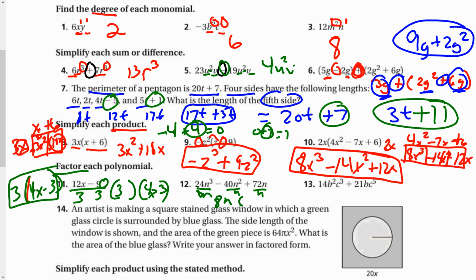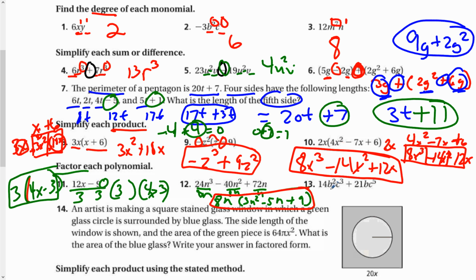24 divided by 8 is 3. N cubed over n is n squared, so I'm taking out an n. Negative 40 over 8 is negative 5, and n squared over n is n, and 72 divided by 8 is a positive 9. I'm taking out an n, so I don't have any n's anymore. That would be my answer.